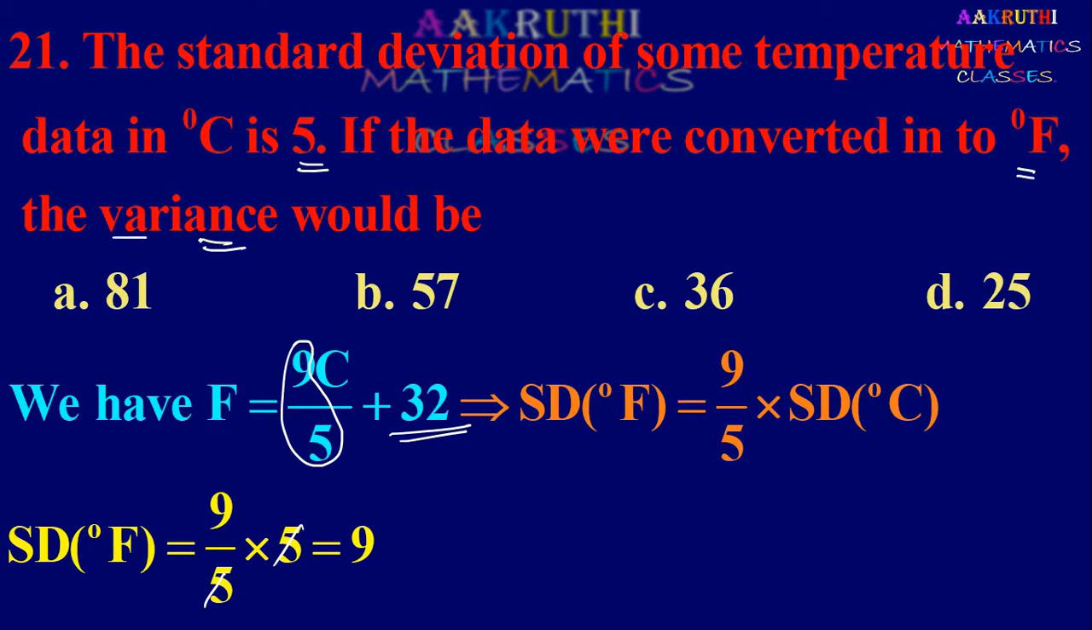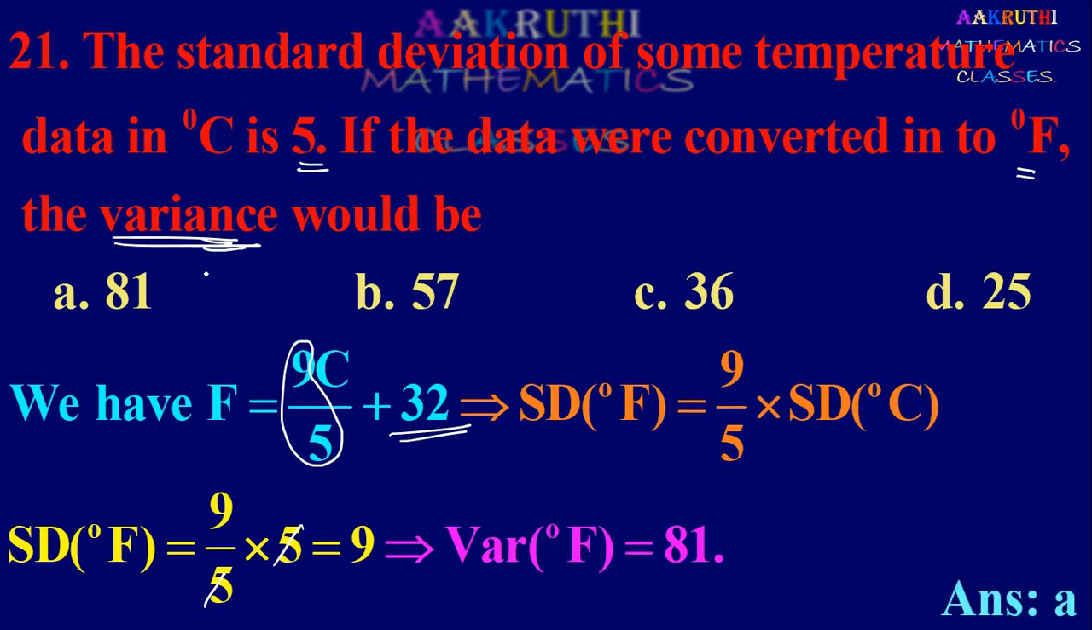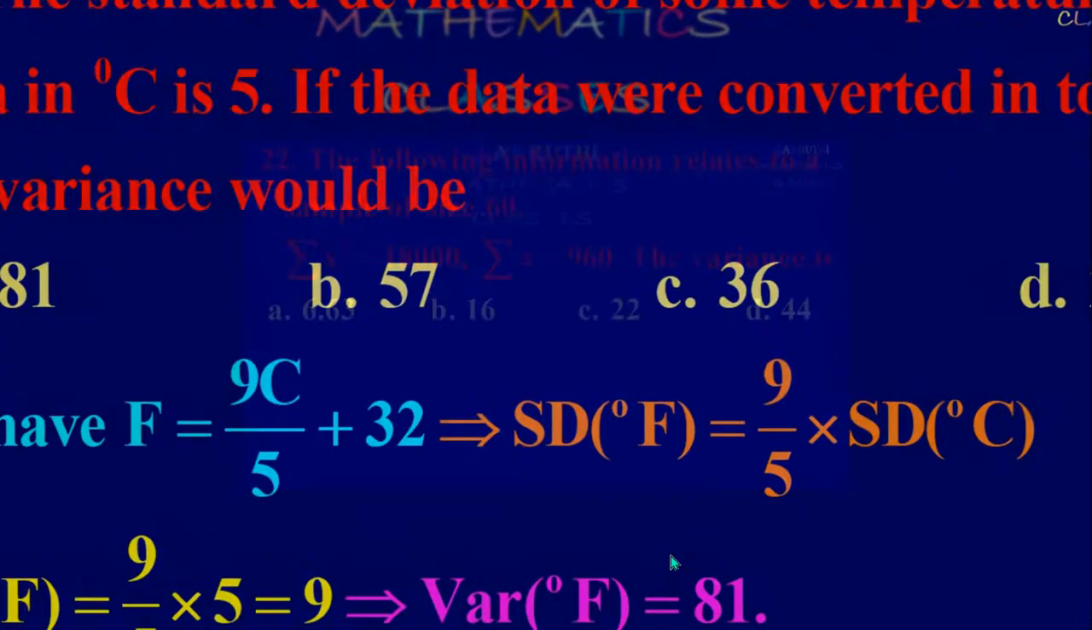But we have to calculate variance. Variance is the square of the standard deviation. So we get variance in degree Fahrenheit is 9 square, which is 81, which is option A. So here the standard deviation in degree Fahrenheit is 9, therefore the variance is 81, which is option A.